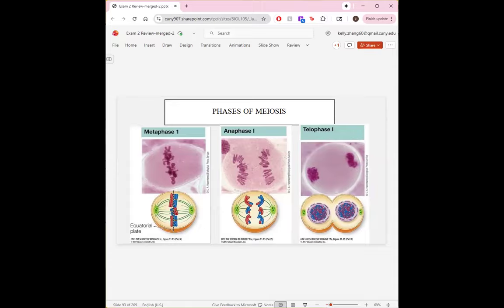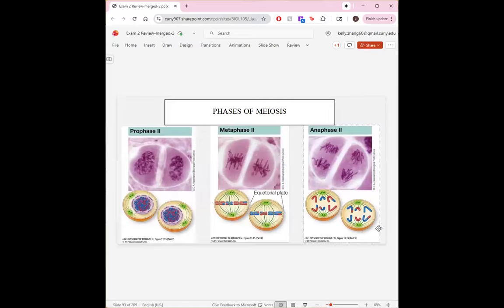The act of them separating randomly generates diversity. Then in telophase 1, chromosomes gather into two nuclei, and in some cases the original cell divides into two. So for meiosis 1, you started with one cell, and you end with two different cells with genetic information different from each other and from the one parent.